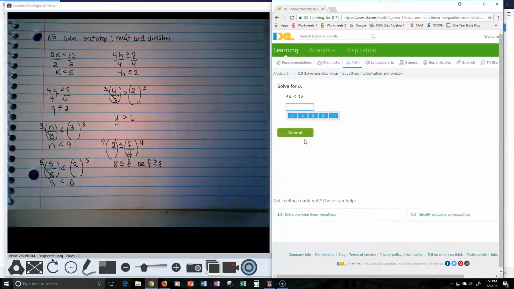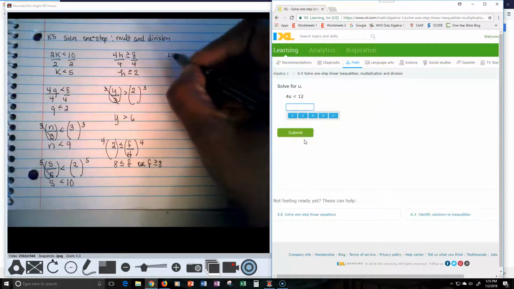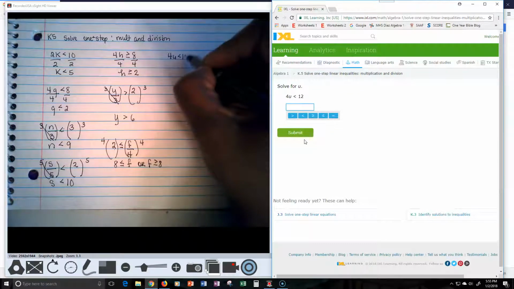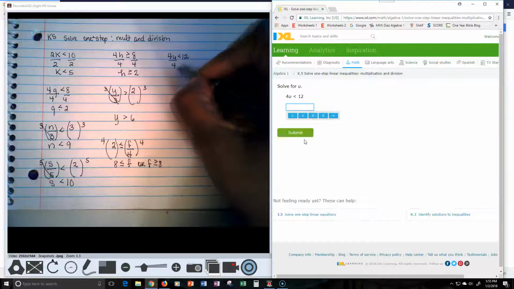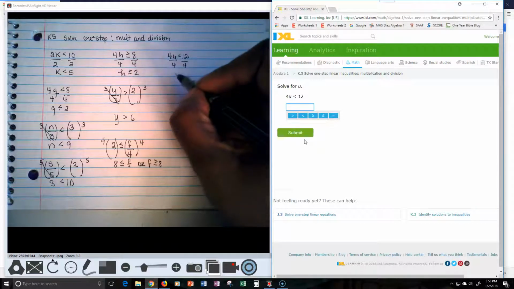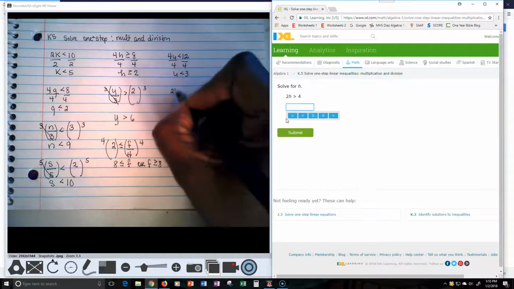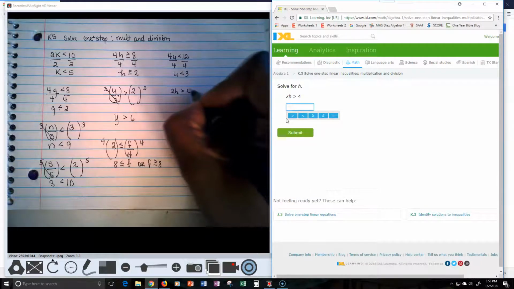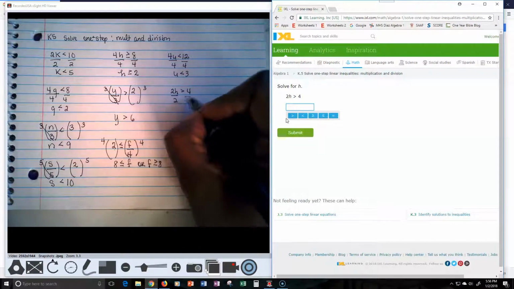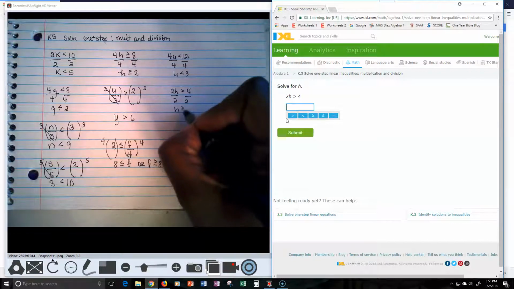All right, we'll do a few more. We've got 4u is less than 12, divide by 4. And we have u is less than 3. And then we have 2h greater than 4. Divide both sides by 2. h therefore is greater than 2.